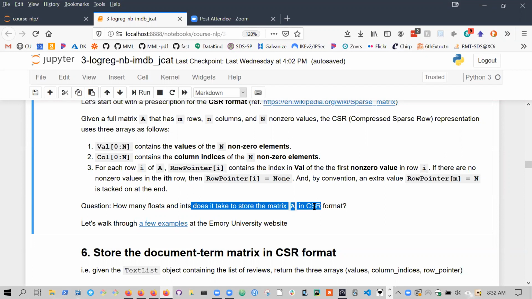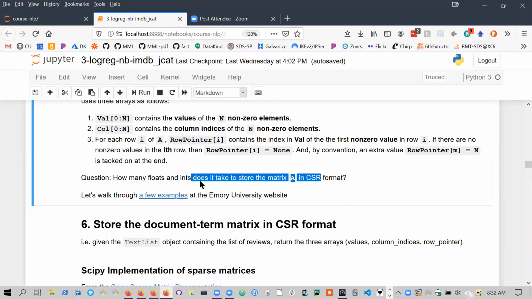CSR format. And the point is that is a lot less than m times n. That's how many it would take, m times n floats, to store the full matrix, if you ignore the sparsity and you just store every element in the matrix, right?